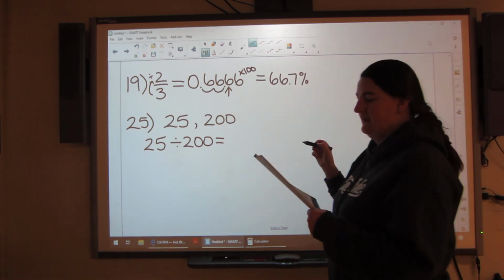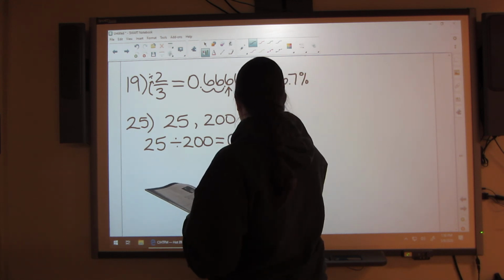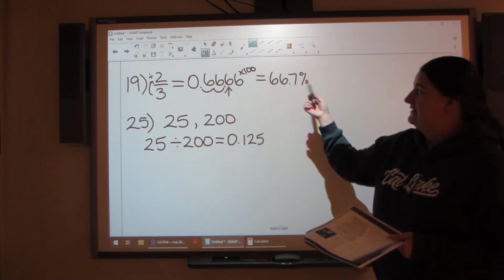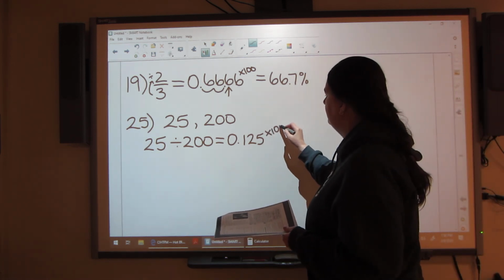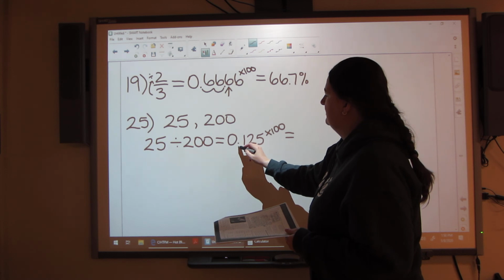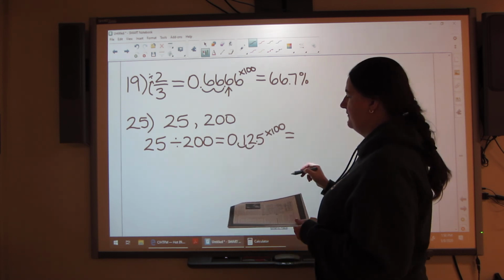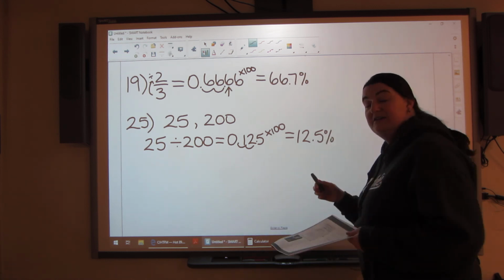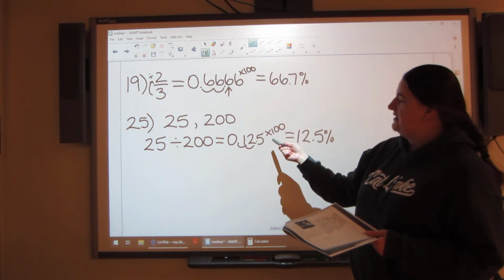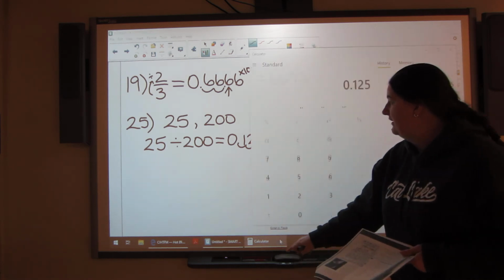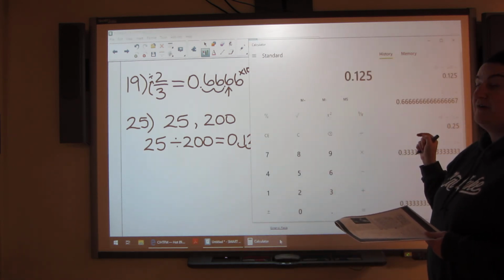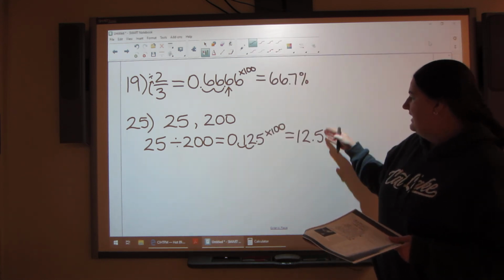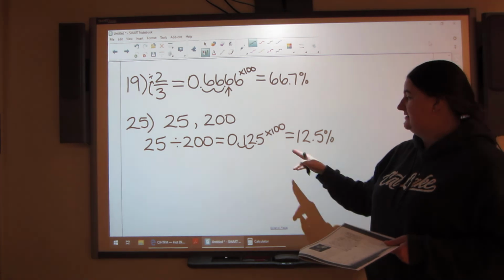Let's do that. 25 divided by 200 equals 0.125. Don't forget, you still need to times by 100 to get your percentage. Move that decimal 2 spots over. Now I've got 12.5. I don't need to round because nothing comes after the 5. If you look on my answer, there is nothing there. The whole answer is 0.125. So it's already at the nearest 10th because nothing comes after it.